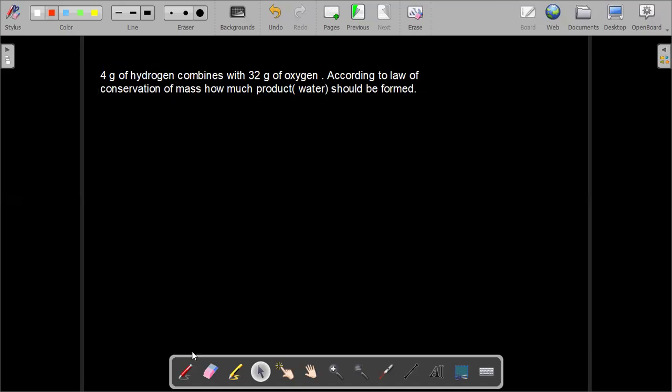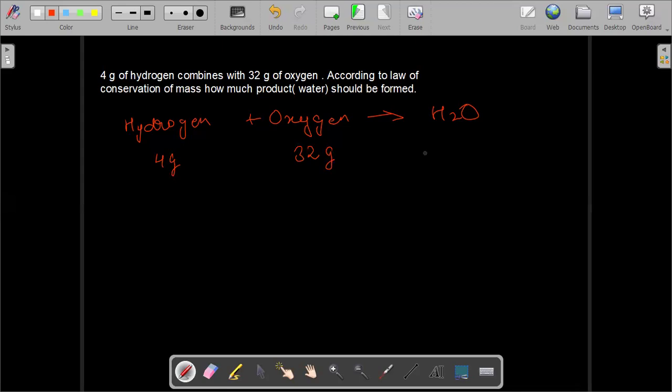So you will write it like this. You have hydrogen. Then hydrogen combines with oxygen. The product that you obtain is water, which is the quantity you have to determine. So hydrogen is 4 grams, oxygen is 32 gram, and now you have to state how many gram of water is formed. Since the mass of the product should be equal to the mass of the reactant, you should have formation of 36 gram of water. Got it?